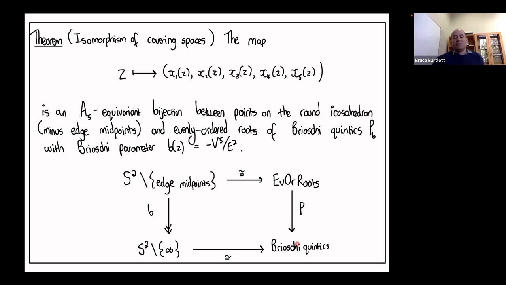One covering space is associated to each brioche quintic. I have the set of 5 roots, all evenly ordered. And the other covering space is, well, I've got the round icosahedron projecting down to the quotient space of S2 divided by G. Okay, so that's a structural way to understand the relationship between the quintic and the icosahedron.